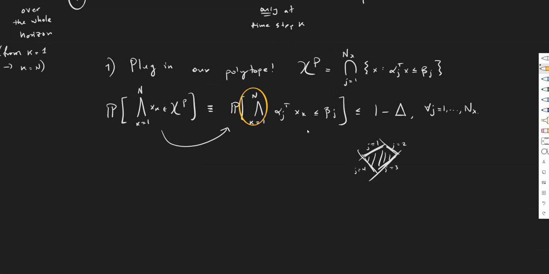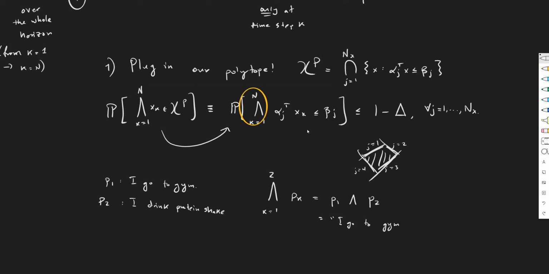You can think of this AND operator as like a logical operator. So for example, let's say I have a proposition P1, I go to the gym. And then I have another proposition P2, I drink a protein shake. What this AND operator, k equals 1 to 2 of pk, is, that's just P1 and P2, which means I go to the gym and I drink a shake. So that's what I mean by a logical operator. It kind of says, you say this and this and this and this all the way to time step n.